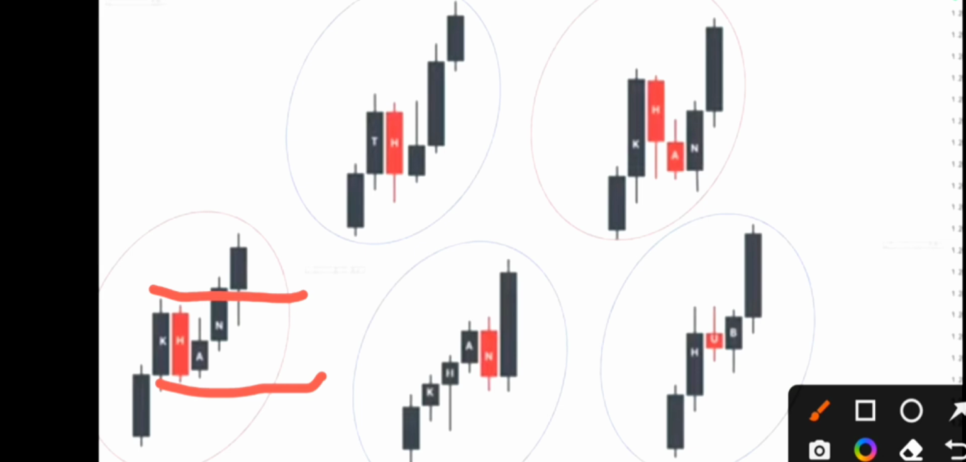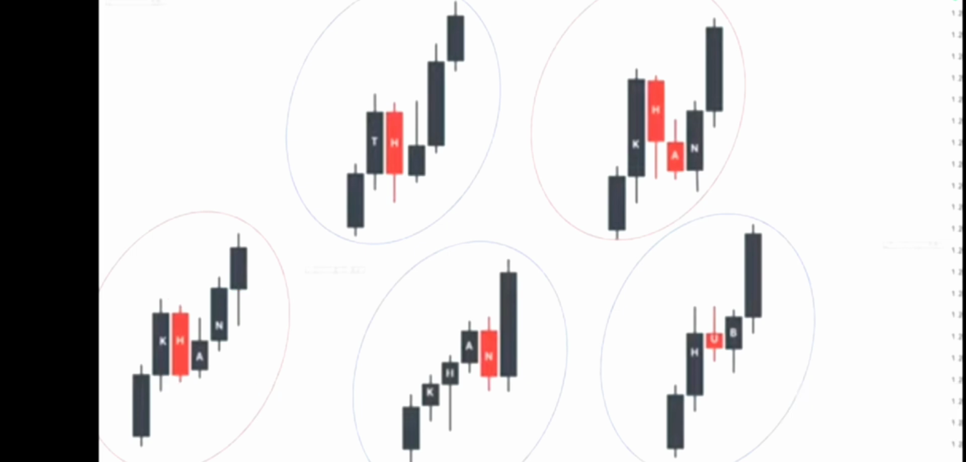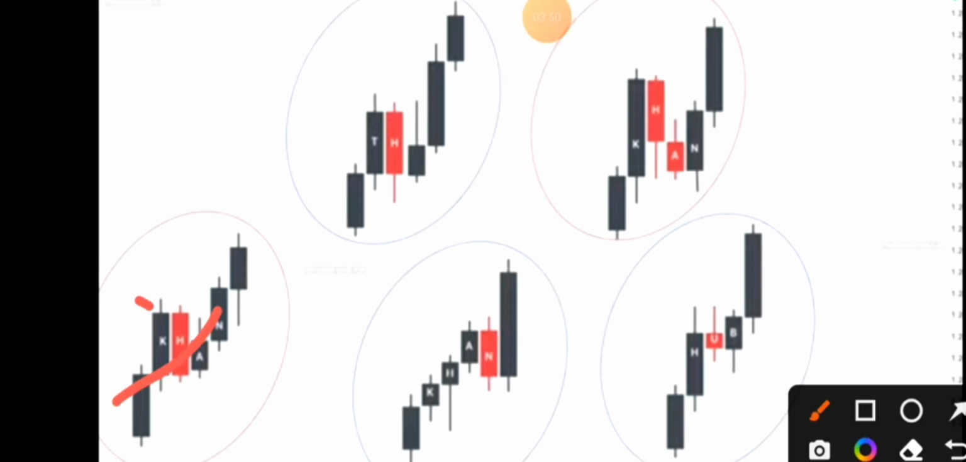Now let me delete the drawing and take a look at it. When you look at this very well, the wick of the low is here, which means this red candle has not actually taken out the low of this candle, which means this is not a valid pullback. So this one is not a valid pullback.